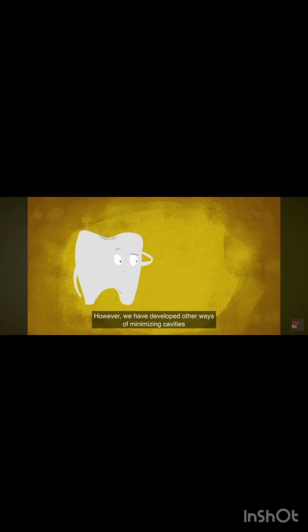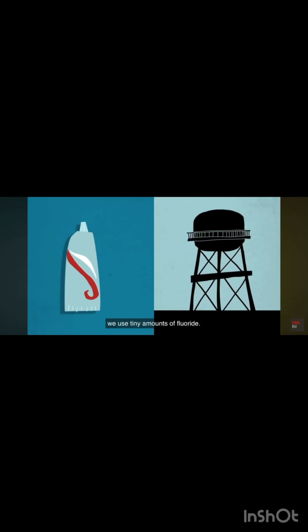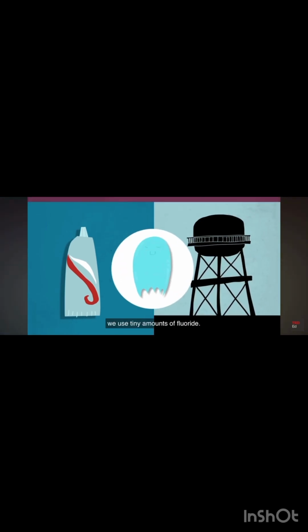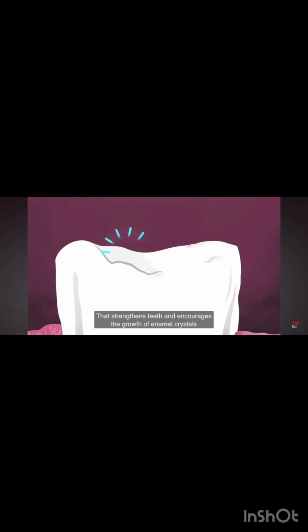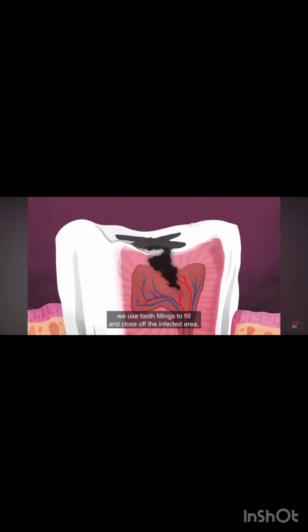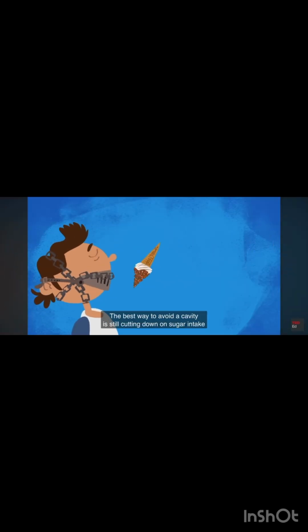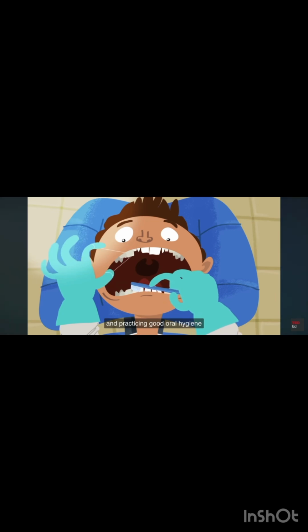However, we have developed other ways of minimizing cavities besides reducing our intake of sugar and starch. In most toothpastes and many water supplies, we use tiny amounts of fluoride. That strengthens teeth and encourages the growth of enamel crystals that build up a tooth's defenses against acid. When cavities do develop, we use tooth fillings to fill and close off the infected area, preventing them from getting worse.